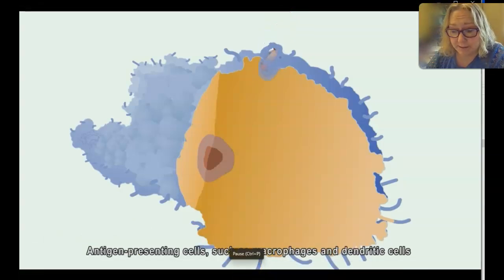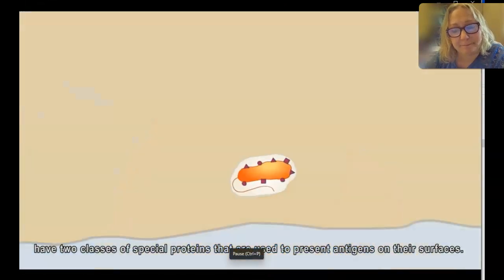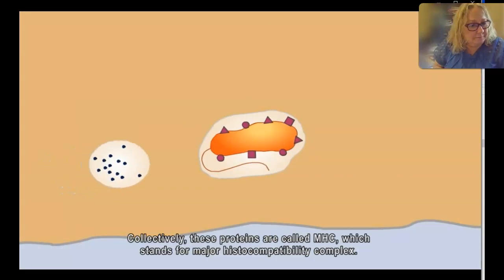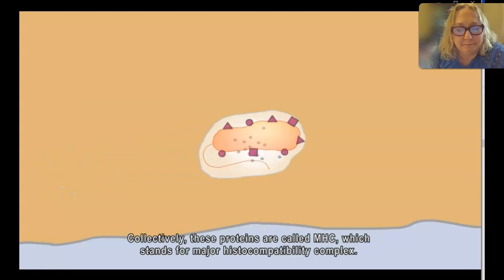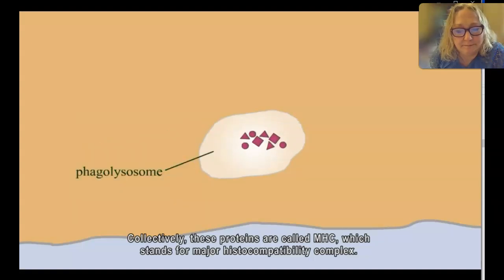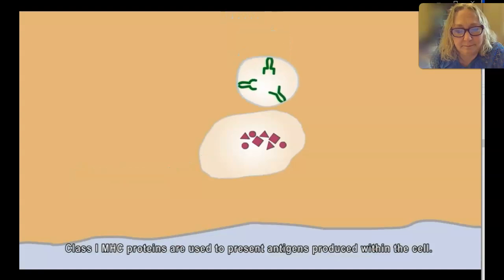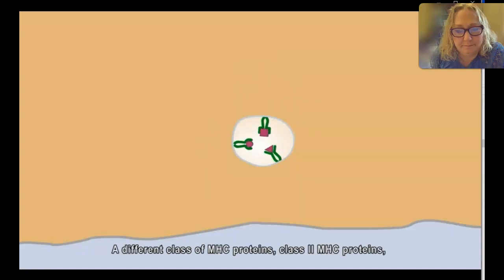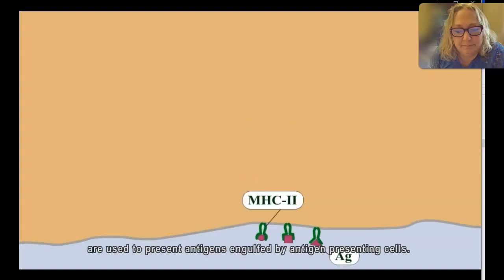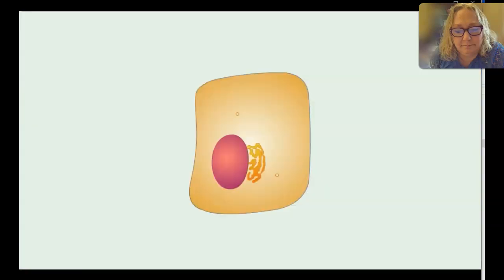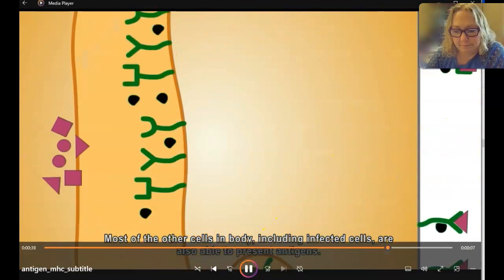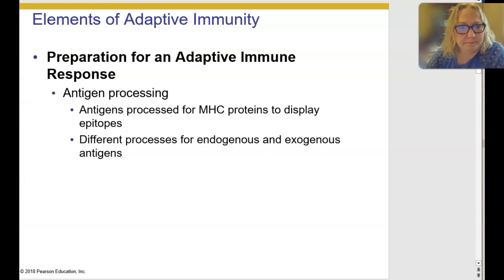Antigen-presenting cells, such as macrophages and dendritic cells, have two classes of special proteins that are used to present antigens on their surfaces. Collectively, these proteins are called MHC, which stands for Major Histocompatibility Complex. Class 1 MHC proteins are used to present antigens produced within the cell. A different class of MHC proteins, Class 2 MHC proteins, are used to present antigens engulfed by antigen-presenting cells. Most of the other cells in the body, including infected cells, are also able to present antigens.